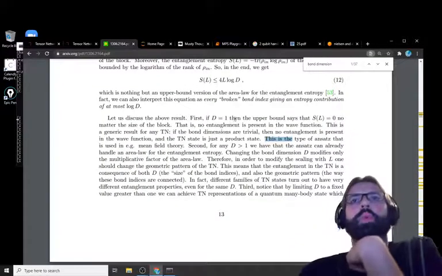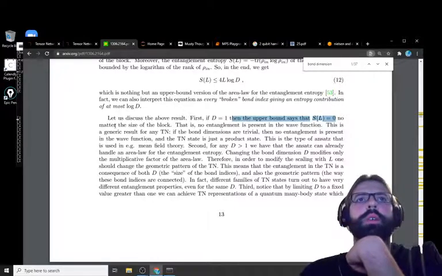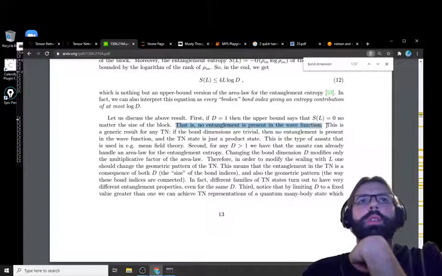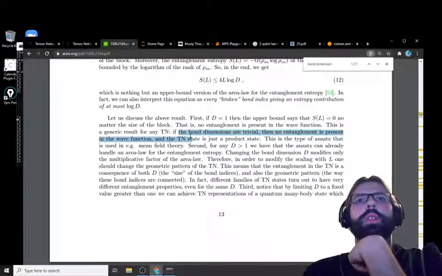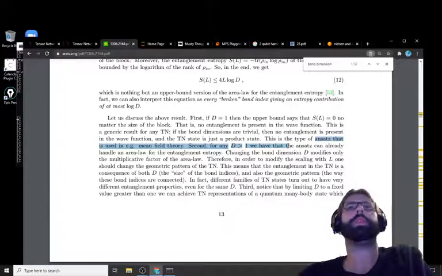If D equals 1, then the upper bound says S_L equals 0, so no matter the size of the block, no entanglement is present in the wave function. This is a generic result for any TN. If the bond dimensions are trivial, no entanglement is present in the wave function. The TN state is just a product state. This is the type of ansatz that is used in mean field theory.